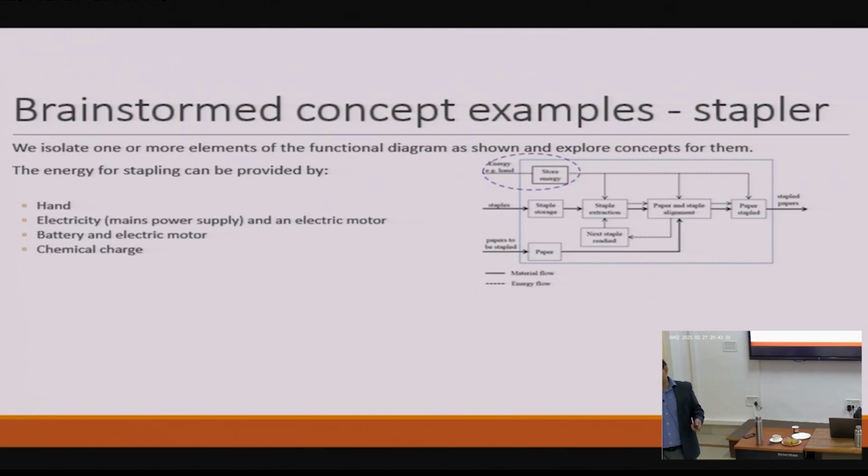So of course we have staples like that. I've used them, and then once there's a chemical charge, maybe if you need so much force to staple something, you could have a tiny explosion. Well, we can think of scenarios where that would make sense.